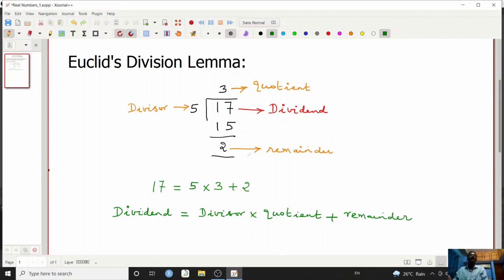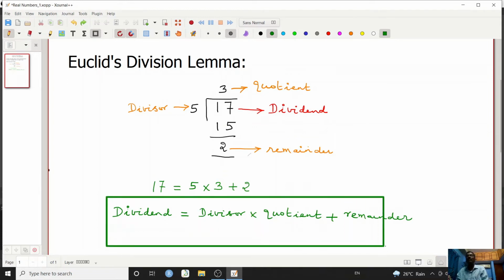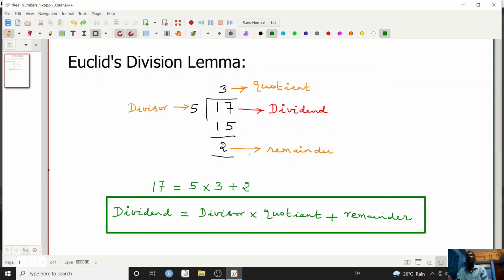This is an important result. Dividend is equal to divisor times quotient plus remainder. This is what we call Euclid's division lemma.